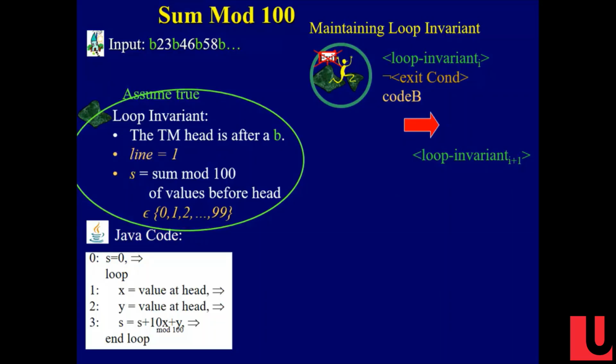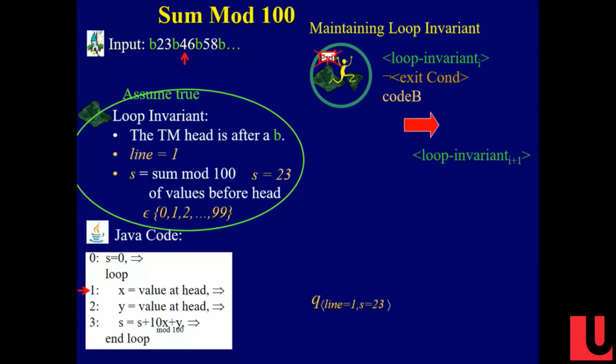We fly in from Mars. We assume this is true. What do we know? We're sitting on some number after a blank. We're at line 1. S is the sum of the numbers so far. The loop invariant's true. So then I can think, all right, what state am I in? Give me the name of the state. S equals 23. Anything else? That's all I know.